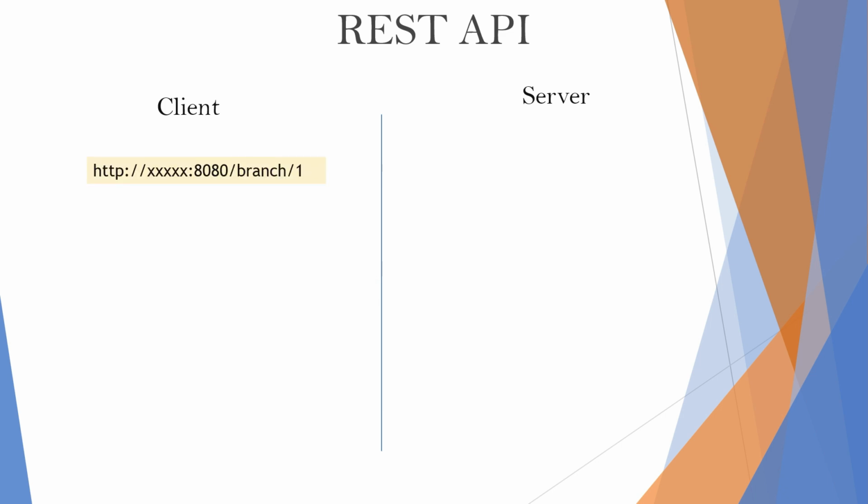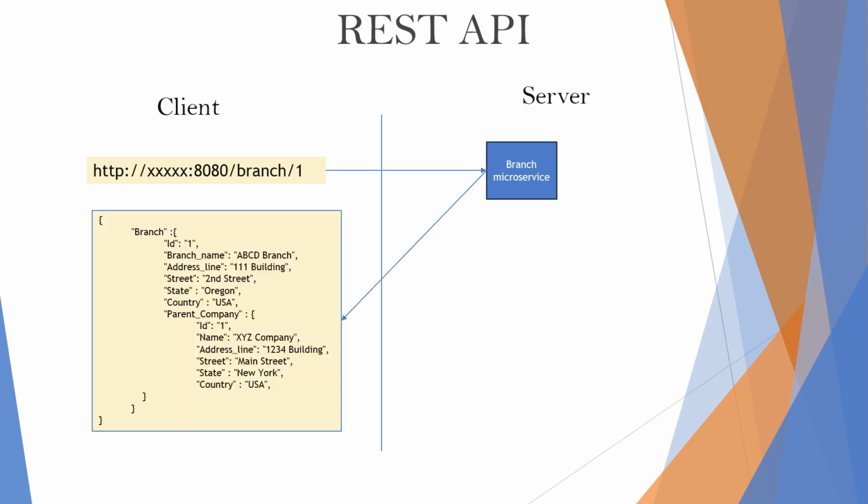Similar way, if you are taking the branch details, there will be an endpoint exposed in the server side from a microservice, branch microservice. So I am saying that I need branch details for the branch ID 1. Those details will be pulled. Branch details may have the parent company and other details. What you can see here is one endpoint is exposed. It is pulling all the information and sending it to the client.